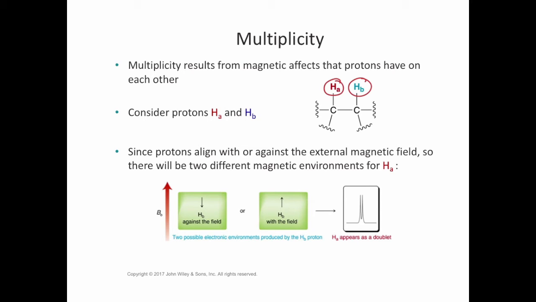So for HB, its neighboring proton, HB can be aligned with the field or against the field. This means that there will be 2 different magnetic environments for HA, and as a result, this appears as a doublet. So if HA is in a molecule where HB is aligned against the field, then it experiences a slightly reduced external magnetic field than if HA is in a molecule where HB is aligned with the field. So as a result, HA is experiencing 2 different magnetic environments.